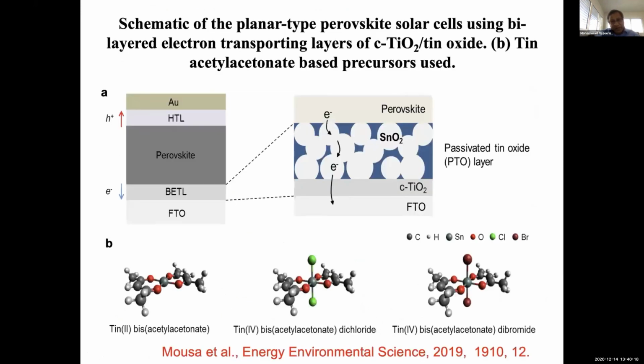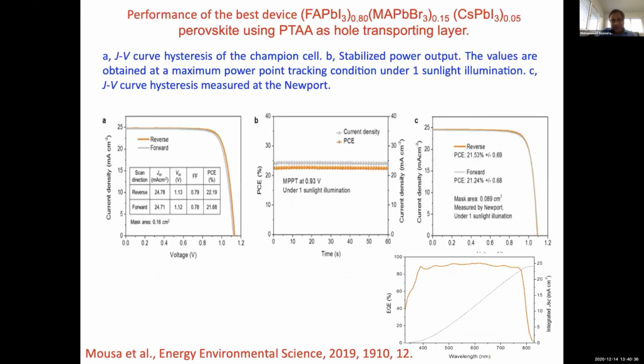So I come very quickly to the ETL side. Here also you can have a lot of ongoing research. So for electron transport materials, we developed tin oxide using this acetonate type of ligands. And this type of material is very important to stabilize the perovskite and ETL layer interface. Using this new ETL material, we obtained 22.2% efficiency, which was again certified at Newport. And this is the data coming from Newport, and this is data from our lab.